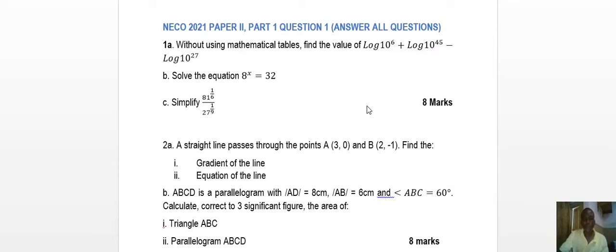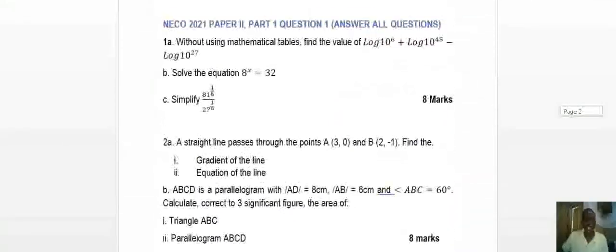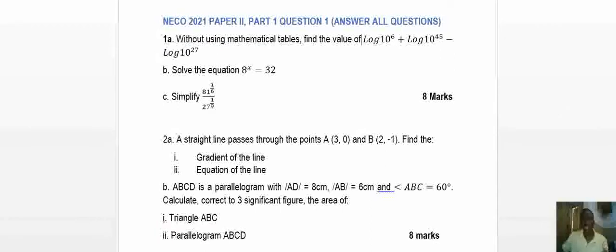In this video tutorial, we're going to look at the revision of the NECO 2021 Paper 2 Part 1 past questions, questions 1 to 5. These are the past questions that were given to you. Note that you are meant to answer all of the questions, and each question carries 8 marks. So I advise students, as much as you can, to answer your questions correctly.